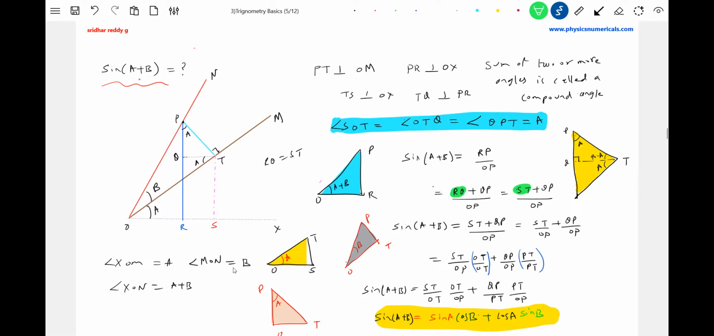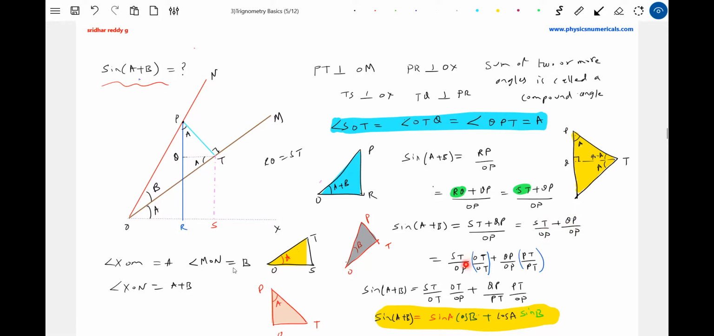Some replacement is being done. Then sine of A plus B is ST by OP plus QP by OP. Let me divide and multiply by OT in this term. Similarly, I'll divide and multiply by PT for this term.